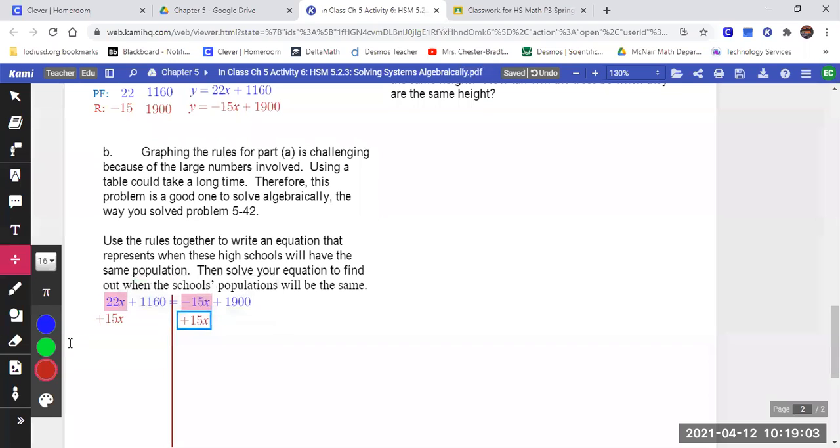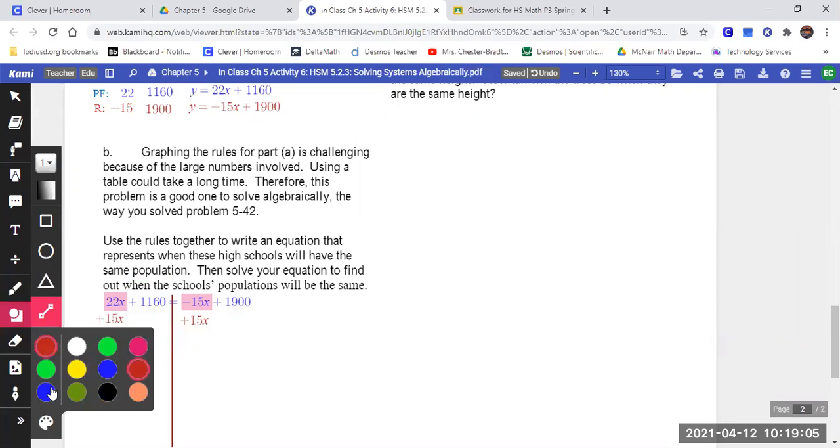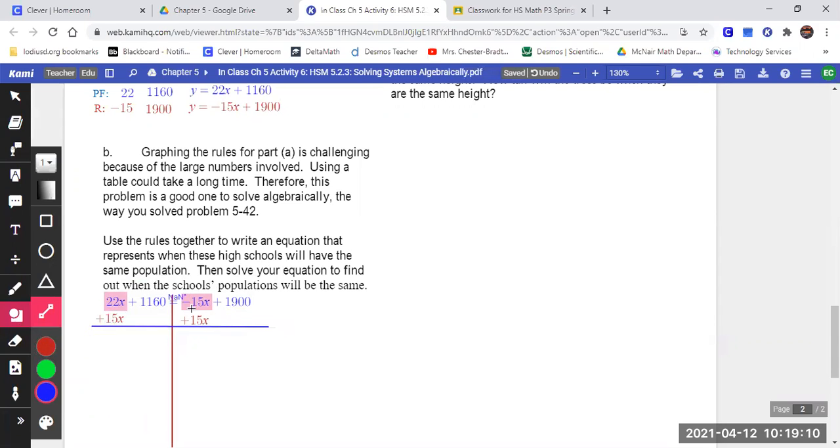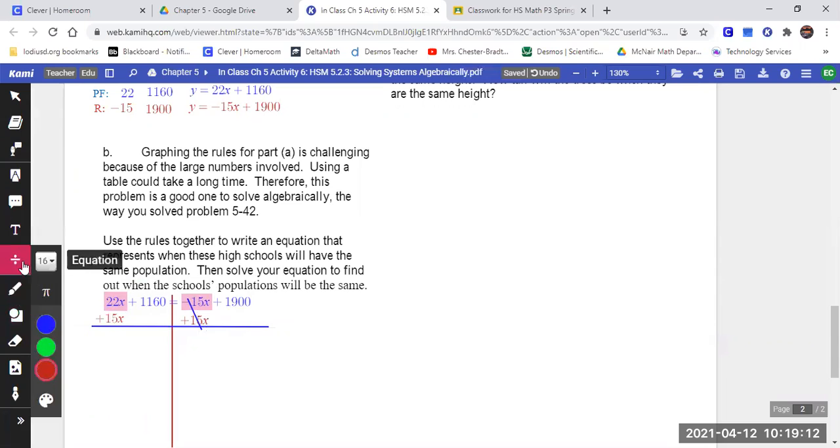That will big zero out that negative 15x. How many x's do we have now? Do the math. What's the left side say? Exactly. 37x plus 1160 is going to have to stay equal to 1900, right? Because that's what's left on the other side.